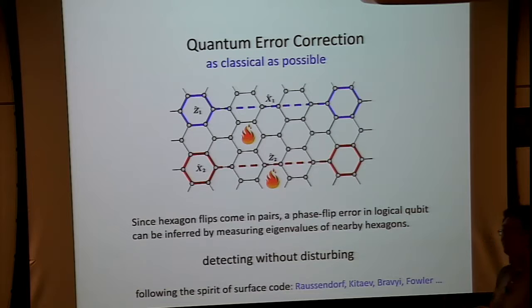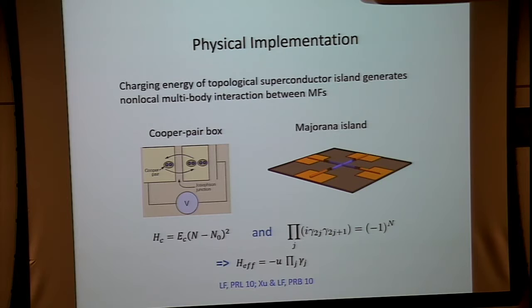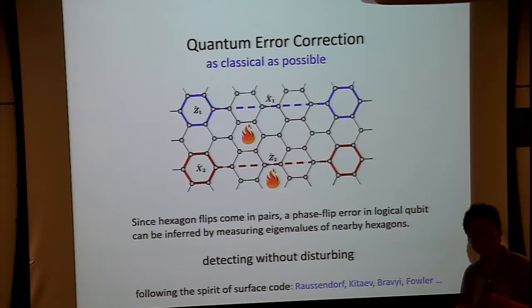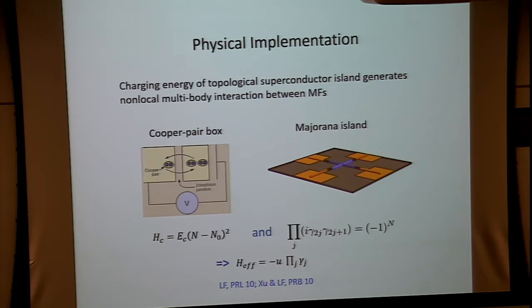Okay, so let me now, in the last few minutes, explain why we think that using Majorana fermions instead of physical spins to build a surface code may have some advantage. If you look at either the Majorana fermion surface code or the conventional spin-based surface code, you always need a multi-body interaction to achieve these highly entangled states. The question is, in a physical system, the dominant interaction would be two-body interaction. So how do we get multi-body interaction without generating two-body interaction? This is where Majorana fermions play an interesting role.